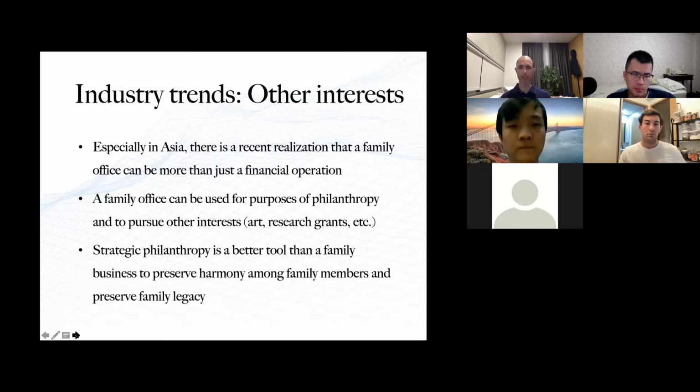And in many cases, strategic philanthropy is one of the best tools that a family can use to preserve the harmony among family members, because it's often easier to align interests along a moralistic or morally based initiative, such as global warming, trying to reduce climate change, moving from fossil fuels to alternative energy sources, things like that. Most people feel that moralistic interest or commitment to doing something like that.